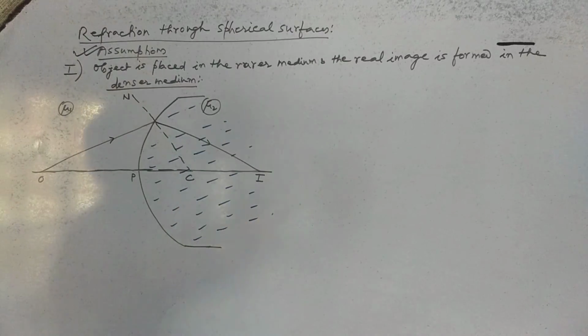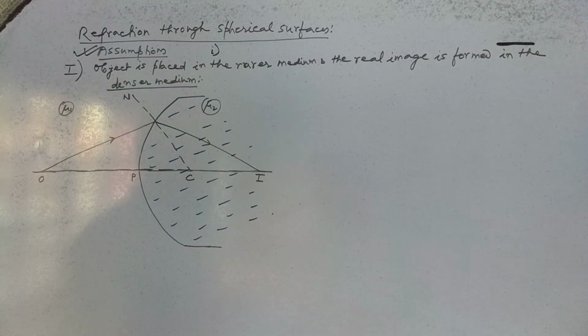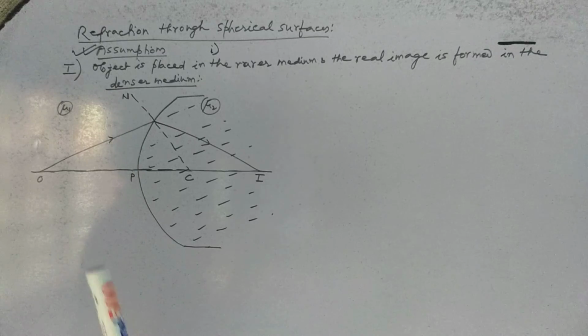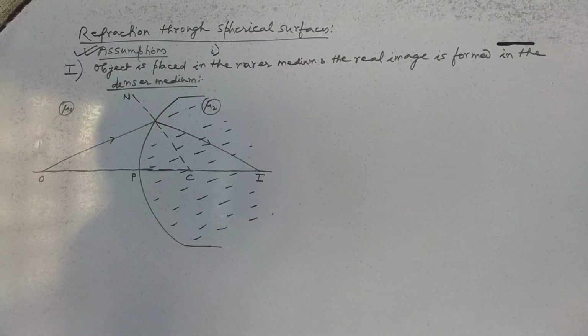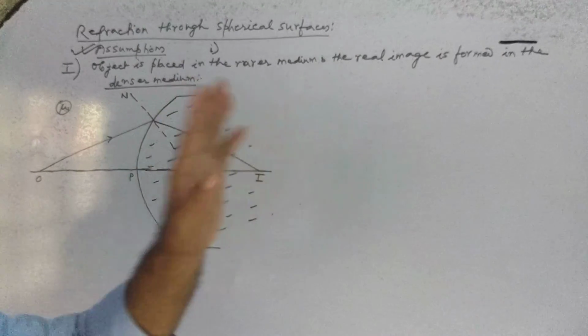Let us first make some important assumptions. You can write assumptions. Number 1, first assumption. For discussing this mathematical portion, I am using some important assumptions. The first assumption is the object is a point object placed on the principal axis.